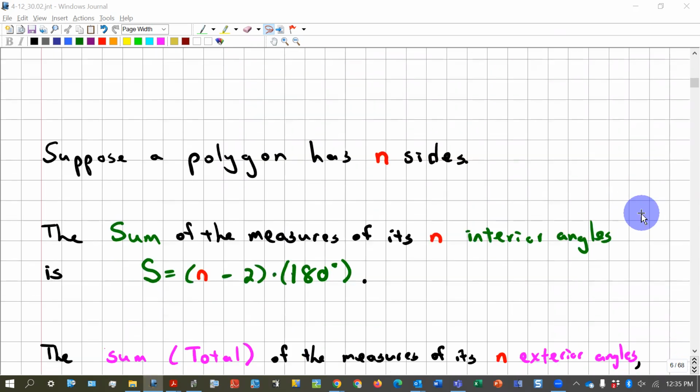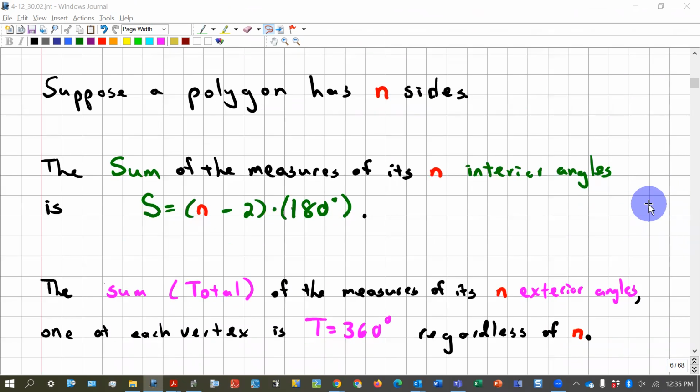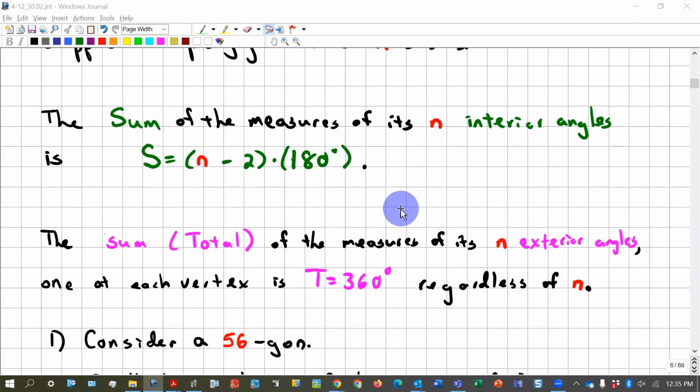So that led us to this, which is just the summary of those 2 facts. If you add up the interior angles, you always get the quantity n minus 2 times 180 degrees. If you add up the exterior angles, you always get 360 degrees.